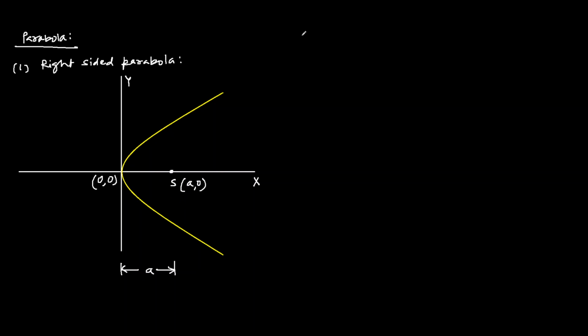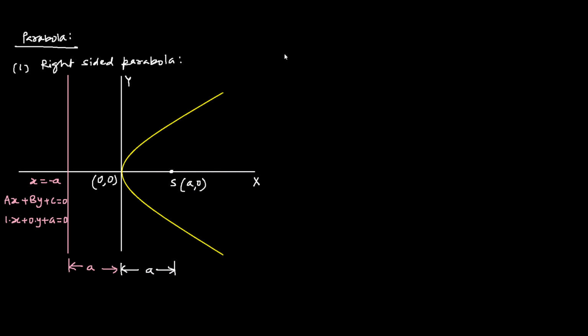Now, we have a straight line which is at a distance a from the vertex. It's called the directrix. The distance of this directrix from the vertex is a. So this point is x equal to minus a, and x equal to minus a is the equation for this directrix. We can write this equation in standard form, ax plus by plus c equal to 0. So this equation is now 1 into x plus 0 into y plus a equal to 0.